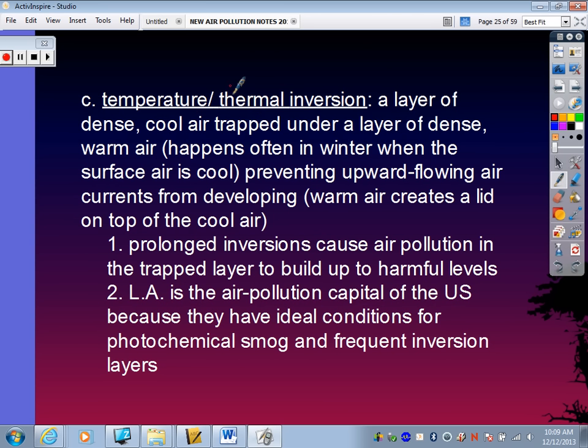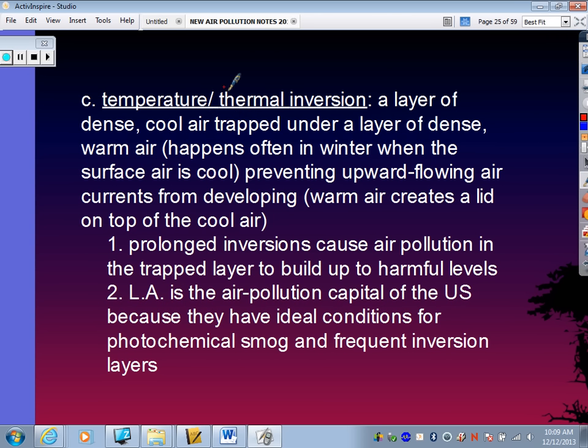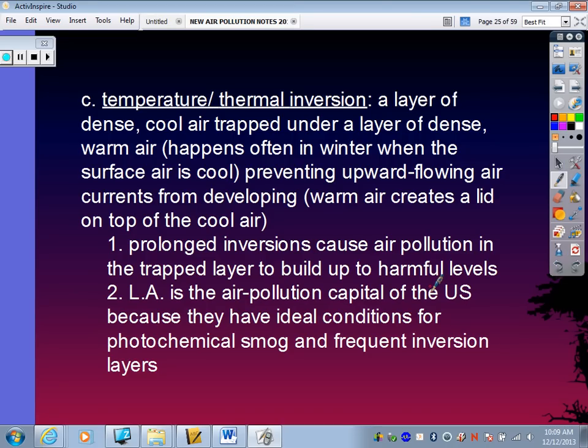All right, so this inversion I was just talking about, we call it a temperature or a thermal inversion. What can happen here is we see these a lot of times in a valley city type situation. It says here, a layer of dense cool air trapped under a layer of dense warm air, and it says this happens often in winter when the surface air is cool. It's going to prevent upward flowing air currents from developing, and that's going to actually create a lid on top of the cool air.